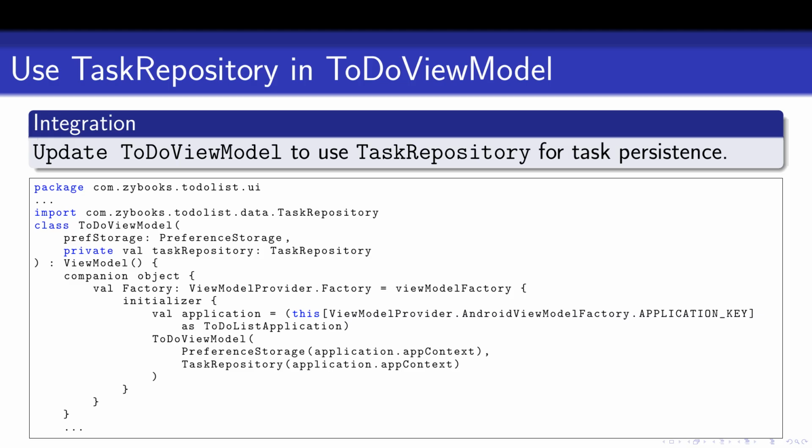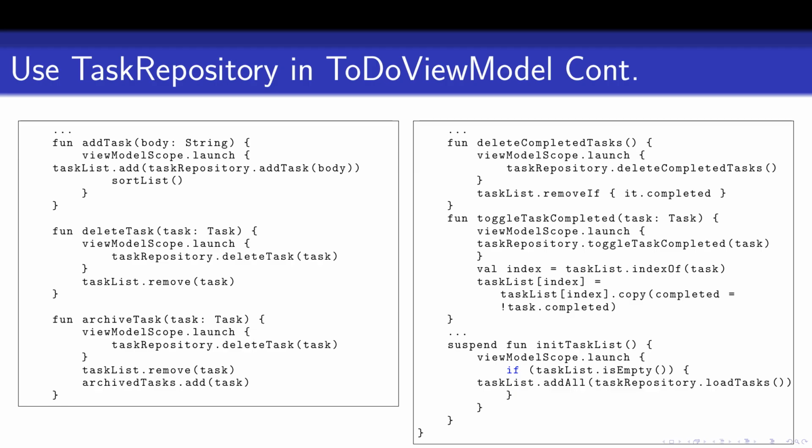The To-Do ViewModel integrates task repository for persistent task management. The ViewModel now uses task repository for all task updates. This keeps the business logic clean and consistent across the app. This code snippet shows methods like add task and init task list that leverage the repository to save and load tasks. This integration ties the repository to the app's UI, ensuring tasks are persisted and displayed consistently across sessions.